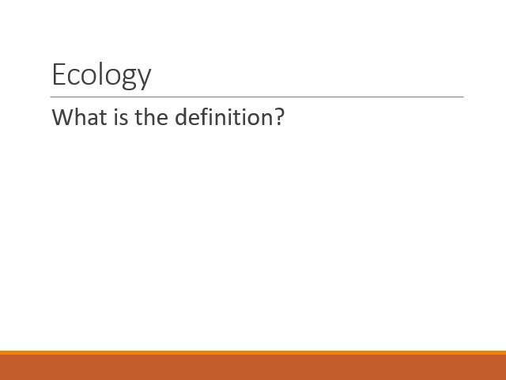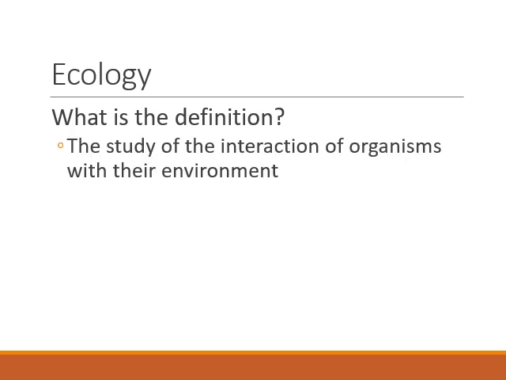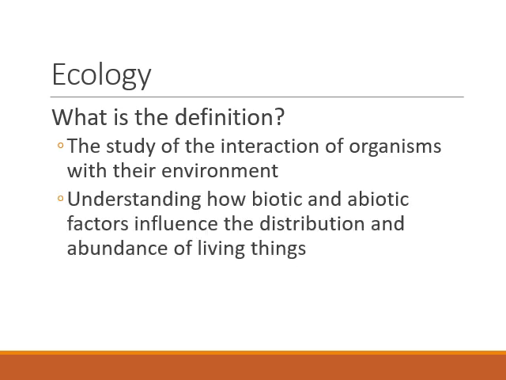Okay, so what is ecology? Ecology is basically the study of the interaction of organisms within their environment. We're looking at how organisms interact with their environment and how they interact with each other as well. So we have to understand biotic and abiotic factors that influence the distribution and abundance of living things. Remember, biotic means living and abiotic is non-living. This would be things like temperature or natural disasters, anything that's non-living but can still affect the ecosystem or the community, which we'll get into in just a second.